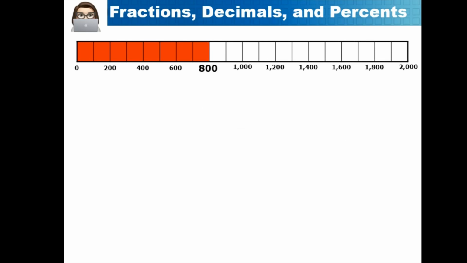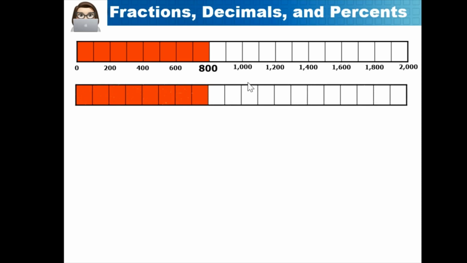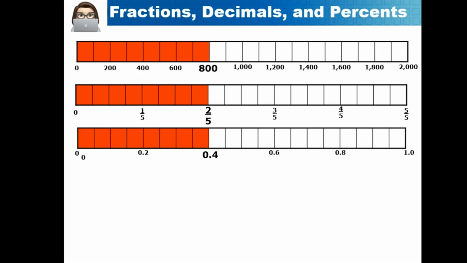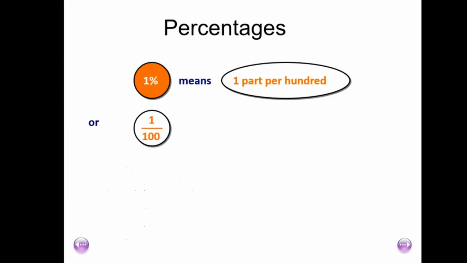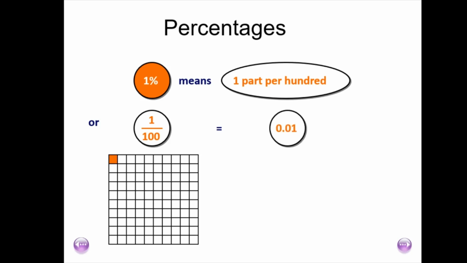So they obtained 800 out of 2,000, and that is 2/5 in fraction, and in decimal it is 0.4, or in percent it is 40%. The number line showed that the students have reached 40% of their goal. Okay, so percentage, for example, 1% means 1 part per 100, or in fraction, it is 1 over 100. And in decimal, it is equivalent to 0.01.